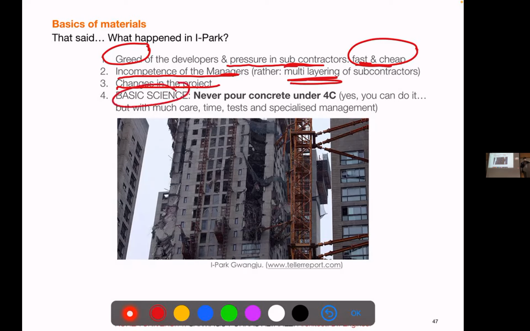And then basic science. Maybe I don't see so much in materials because it is so obvious, but in most of the world, never pour concrete under 4 centigrade, and never when it is freezing. It was snowing there. Concrete is water-based, right? If water freezes, the whole chemistry goes off. You may have additives in the concrete, as we said, but those additives change the properties of the concrete. It may need much more time to harden.